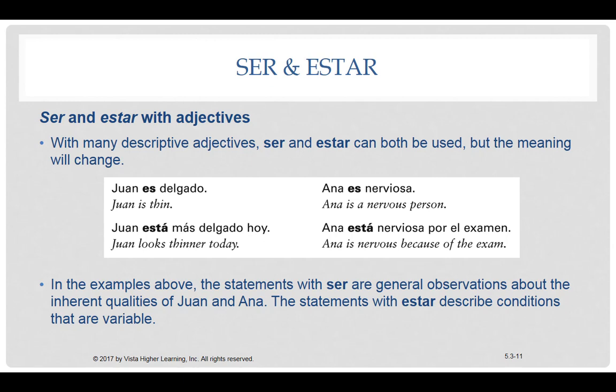Juan está más delgado hoy. Juan looks thinner today. Ana está nerviosa por el examen. Ana is nervous because of the exam. In the examples above, the statements with ser are general observations about the inherent qualities of Juan and Ana. The statements with estar describe conditions that are variable.